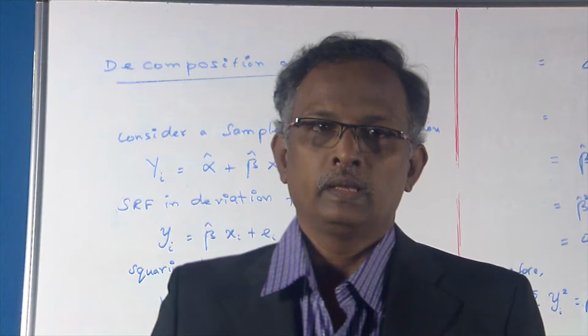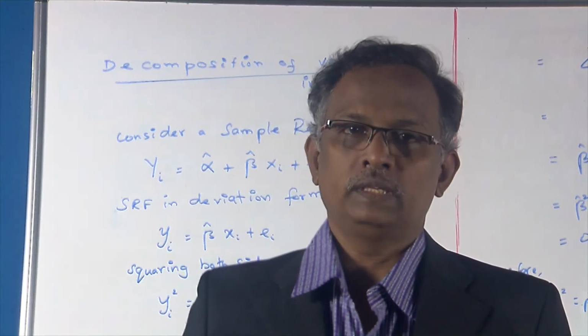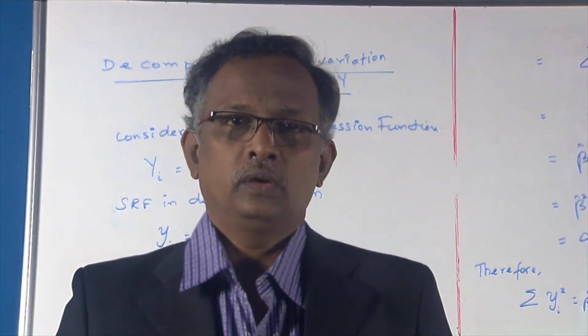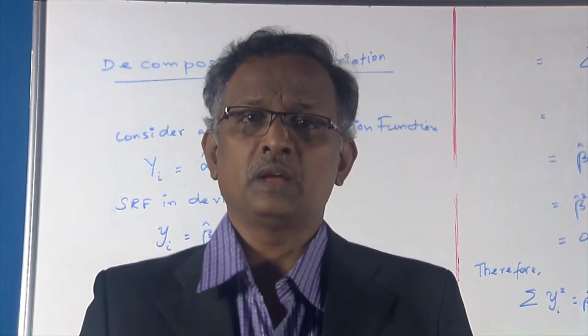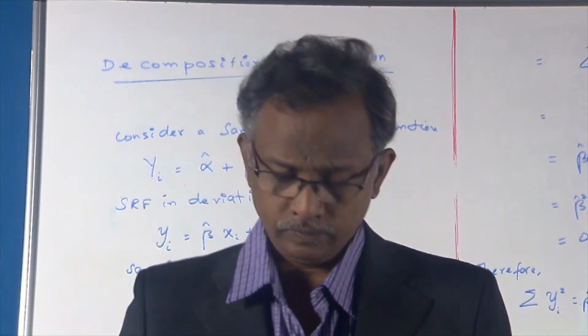One, the coefficient of determination, R squared, is defined with the help of this decomposition. The other measure is the F ratio. Let us see how the variation in observed Y is decomposed.